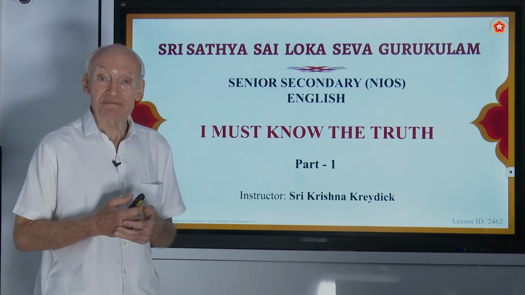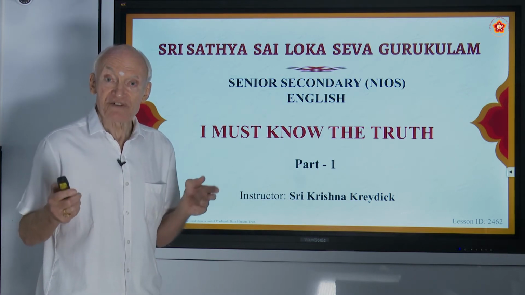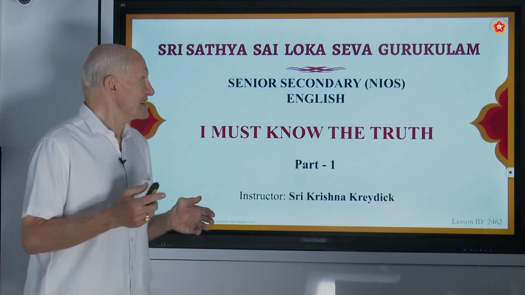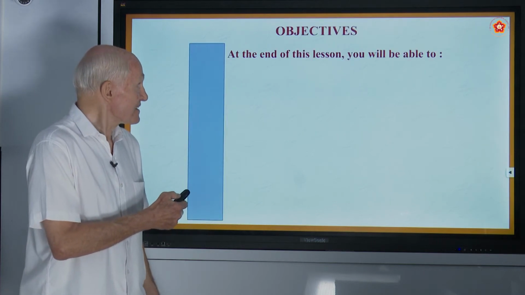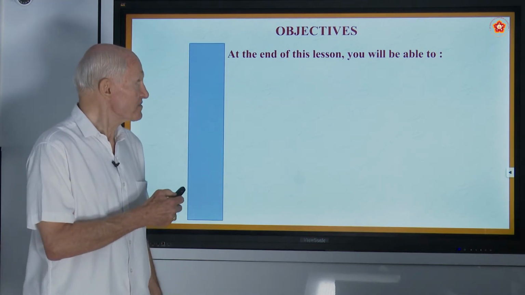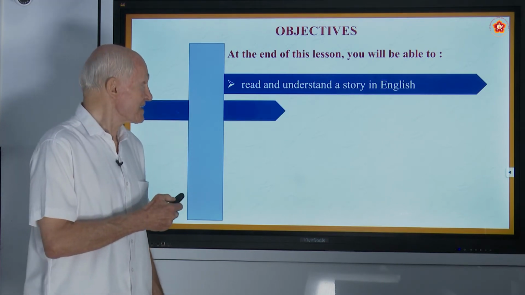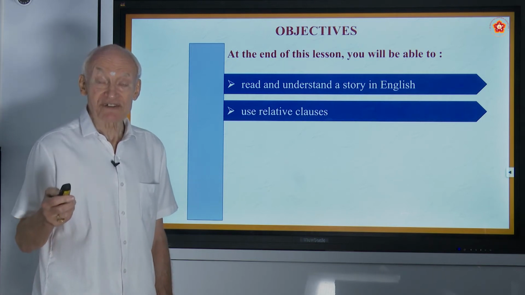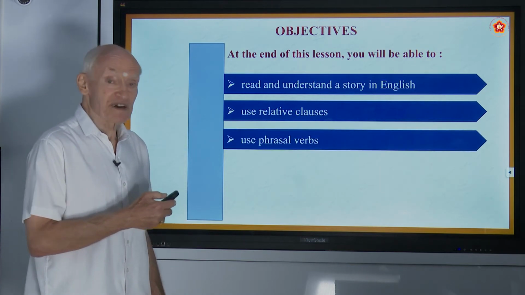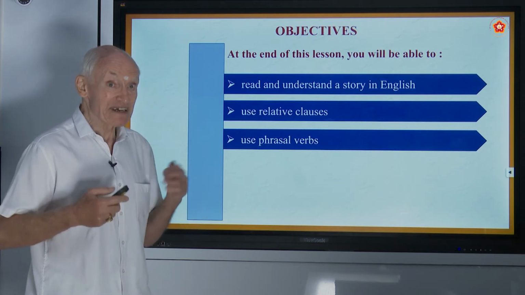So this story is written by a younger sister about her older sister. And she tells about how the older sister found out something very shocking about her background. So we have here the objectives of this lesson. At the end of this lesson, you will be able to read and understand an exciting story in English. You will be able to use relative clauses. You'll see how clauses relate to other clauses. Use phrasal verbs, verbs that are expressive, more than just a simple verb, a phrase that really conveys the message.